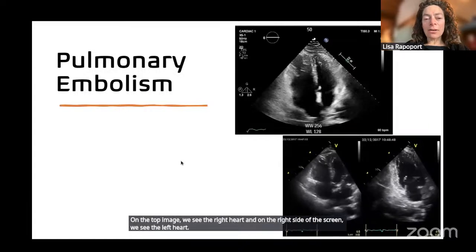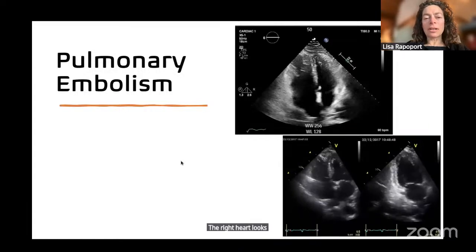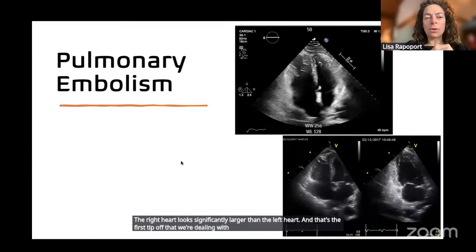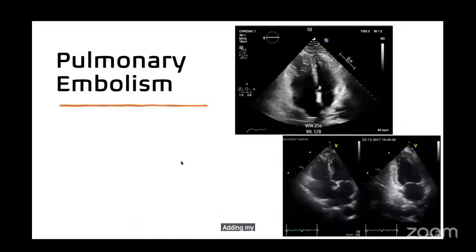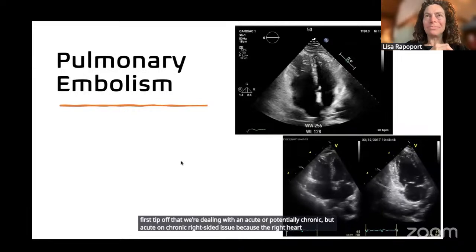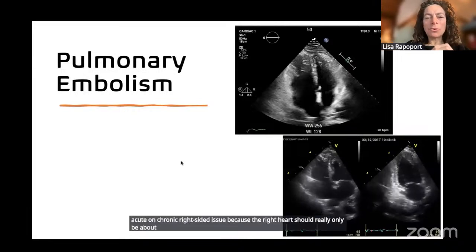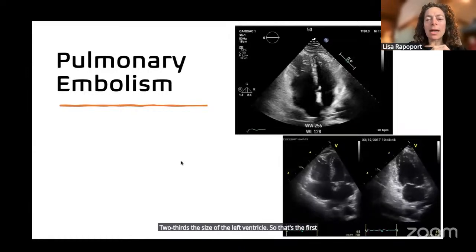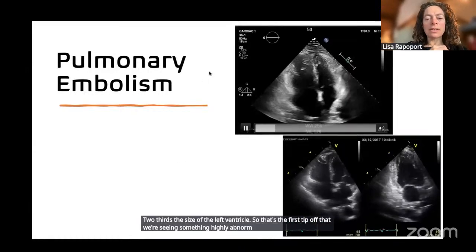The right heart looks significantly larger than the left heart, and that's the first tip-off that we're dealing with an acute, or potentially chronic but acute on chronic, right-sided issue, because the right heart should really only be about a maximum of 2/3 the size of the left ventricle. So that's the first tip-off that we're seeing something highly abnormal on the right side here, and that the right side of the heart is stressed.